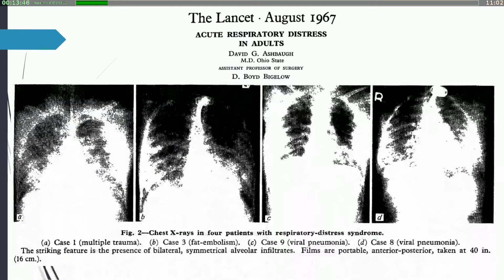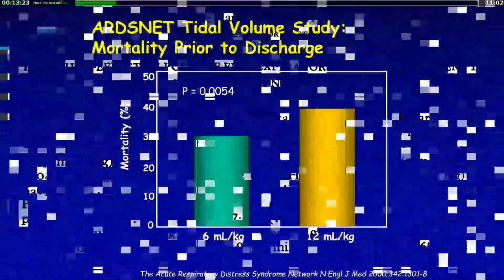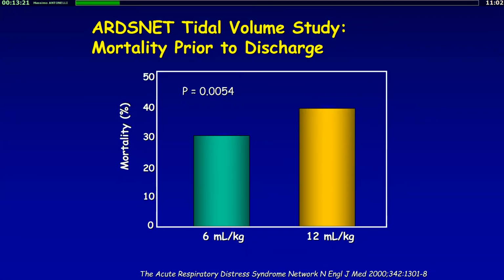He indeed identified some patients with various etiology, a large part viral pneumonia, and in them he applied a form of PEEP, one of the first rudimental applications of PEEP. And what he got was a dramatic improvement of PaO2 after he started the ventilation. And this is a very important achievement.